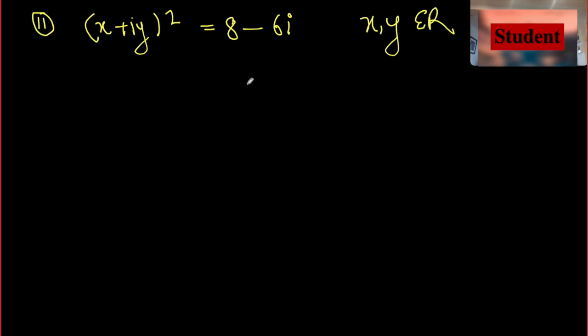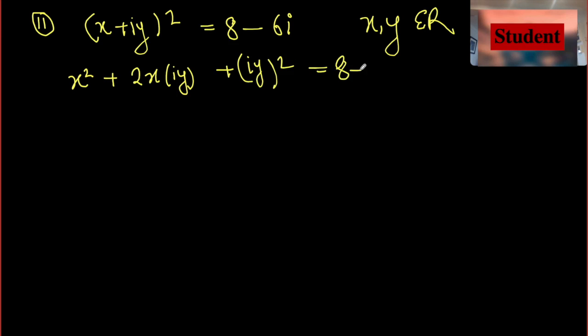Okay, so what I will do, I will try to expand this first, because this is in the square format and this is in the linear format. So I will try to square. So what you will get here, you will get x² plus 2 × x × iy plus (iy)², that is y² i², equal to 8 − 6i.